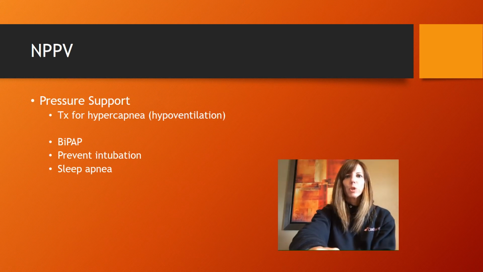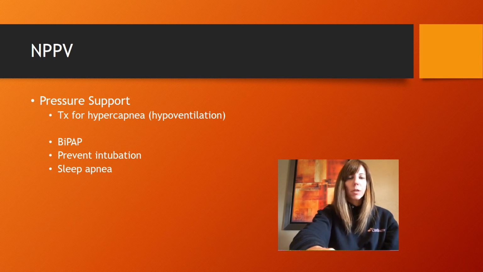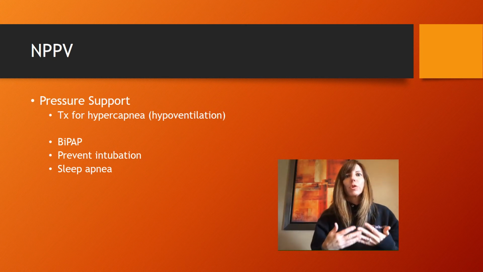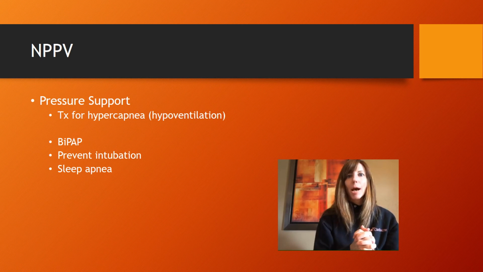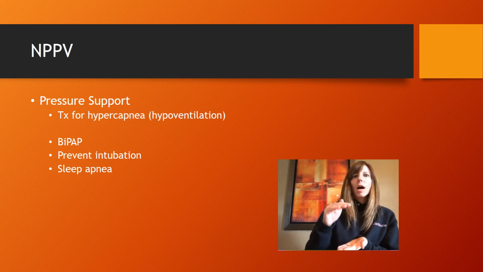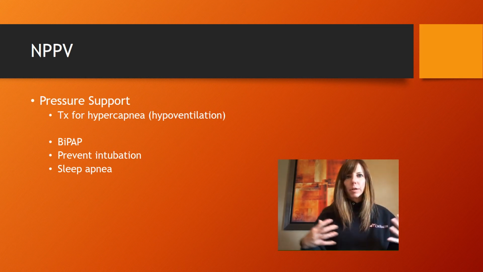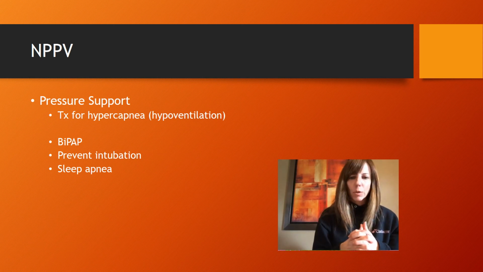This slide says that pressure support is the treatment for hypercapnia, hypoventilation. What that means is hypoventilation. They're not breathing enough. They're not getting rid of their CO2. If somebody's not getting rid of their CO2, they are hypercapnic. There's too much CO2 in the blood still going round and round throughout their body. So if they're hypercapnic, they're not blowing off CO2, they need pressure support. They need that bigger tidal volume to open up their lungs so that they can get rid of their CO2. Again, it helps prevent intubation.